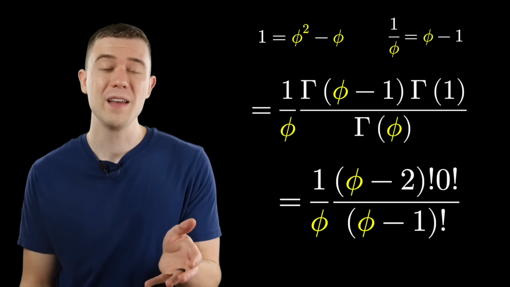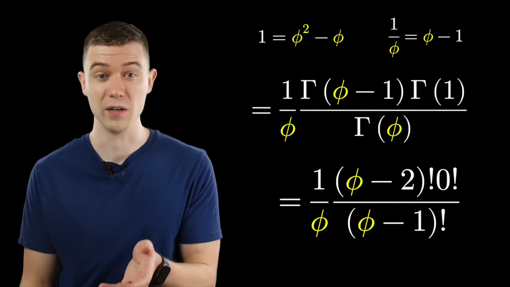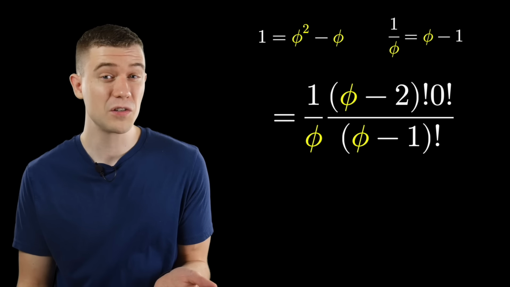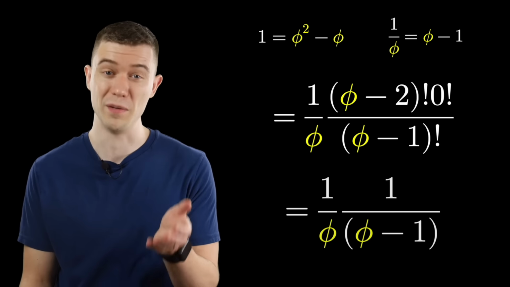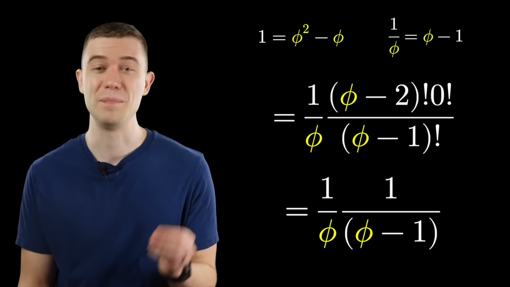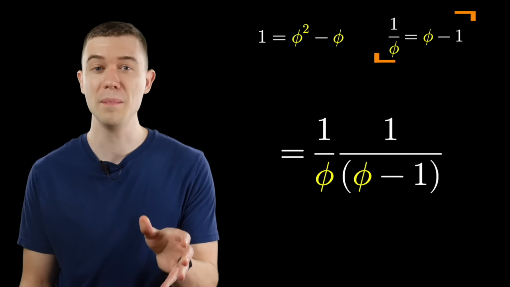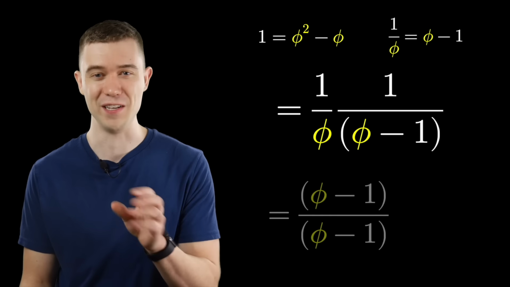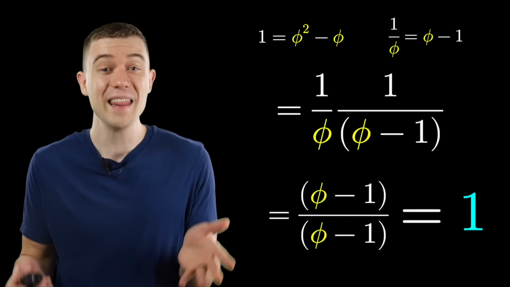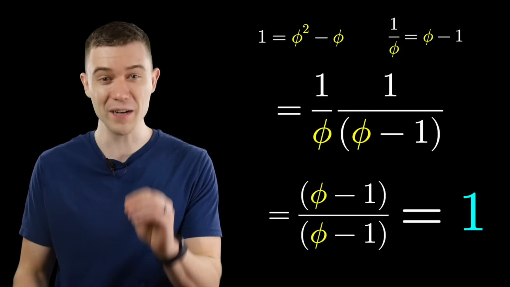We can simplify this using properties of factorials. Phi minus 2 factorial over phi minus 1 factorial cancels to 1 over phi minus 1. This solution is pretty elegant because, one more time, remember 1 over phi is phi minus 1. These cancel out and we get 1. That is an absolutely incredible result.